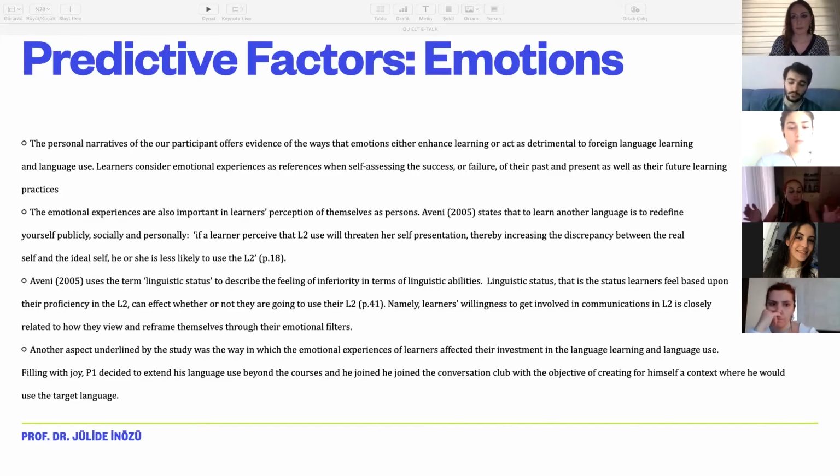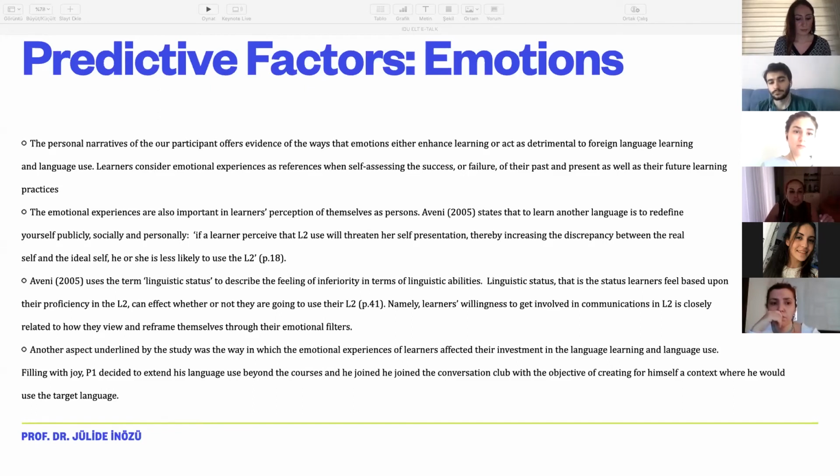So what do all these mean for us? It means emotions are very important. They are predictive of success in language learning. And our data, as I told you, also present evidence showing that emotions are very predictive. And emotions are also important because they are a way of defining ourselves, because defining ourselves is not just showing people how intelligent we are. At the same time, we define ourselves using our emotions.